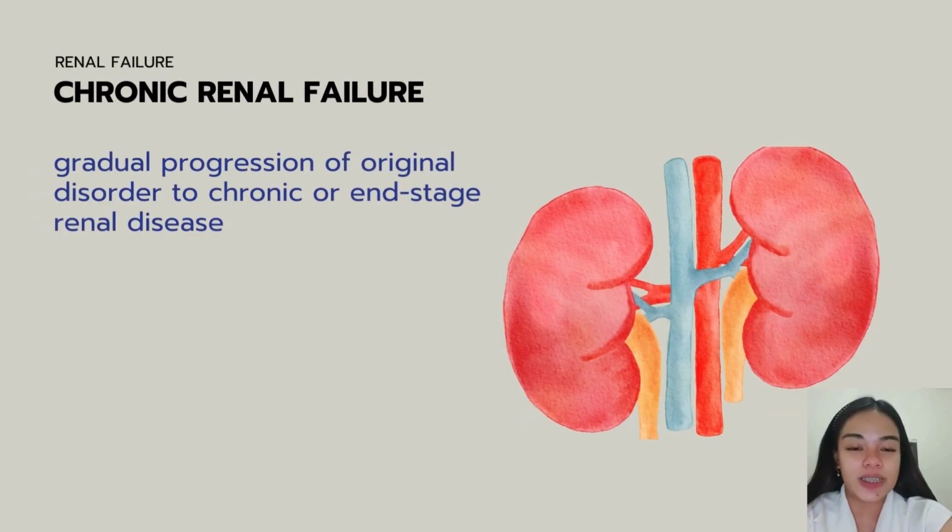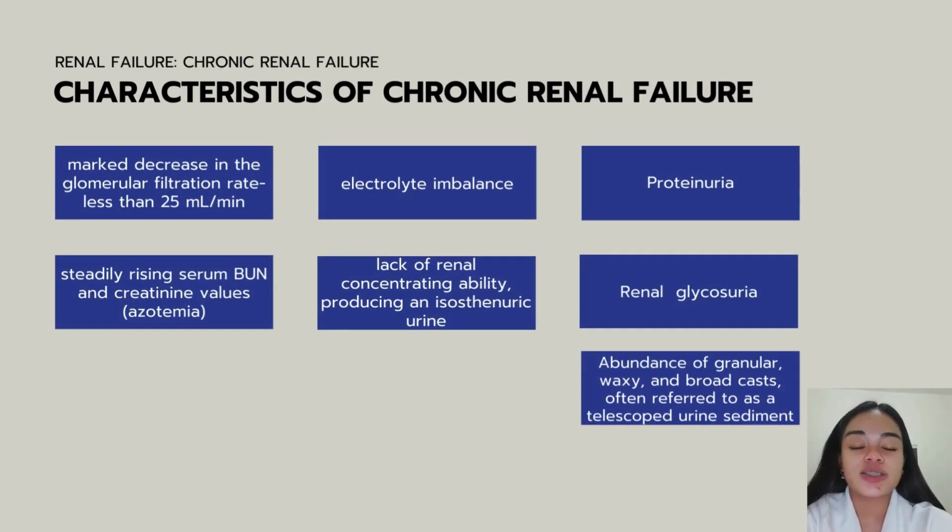Next is chronic renal failure, gradual progression of an original disorder to chronic or end-stage renal disease. So, it simply means that it is more severe. There are 7 characteristics of chronic renal failure. First is the marked decrease in the glomerular filtration rate to less than 25 ml per minute.